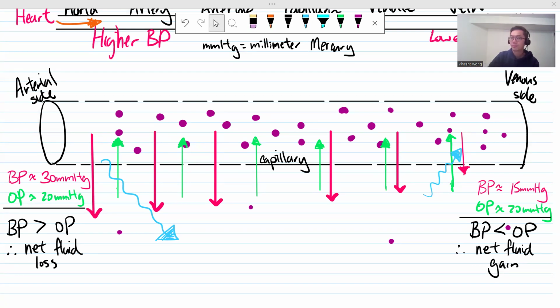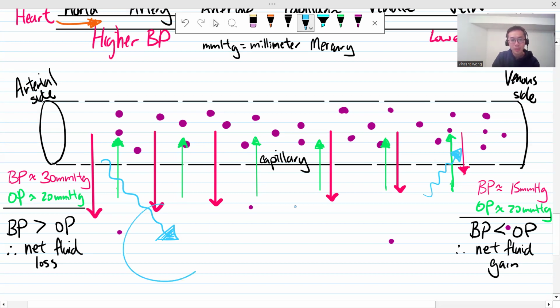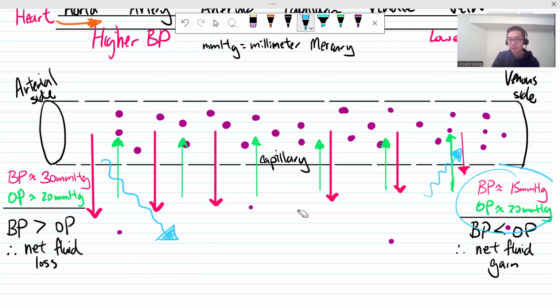Well, what it tells you is that you actually end up losing more fluid than you can bring back, right? Because the pressure to bring them in is less compared to the pressure that's pushing it out. So you end up losing more fluid on the arterial side than you are able to bring back.